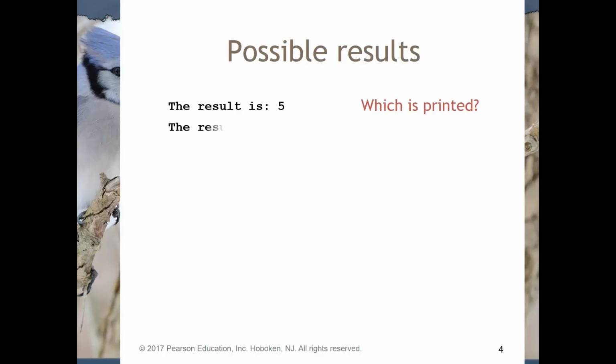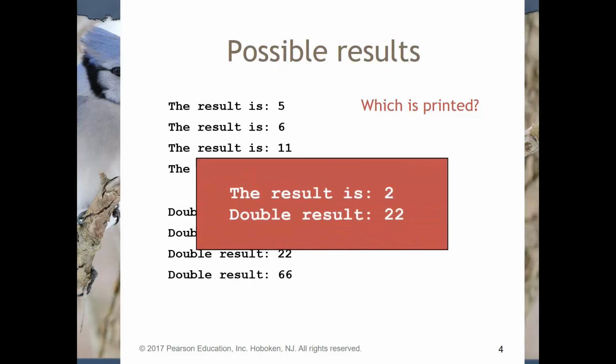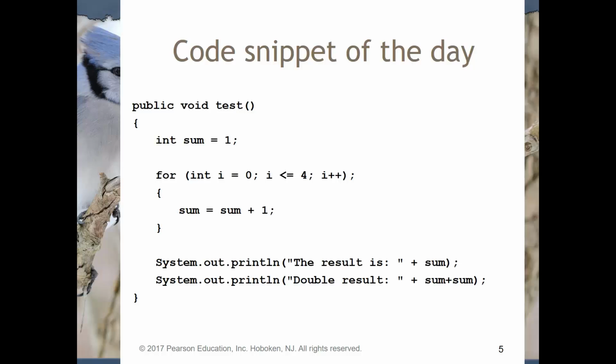Is the result 5, 6, 11, 2, double 12, double 4, double 22, double 66? The answer is double result 22. Okay? Why is that, you think? Take a look at the code again, see if your answer was right, and see why. There's one mistake and potentially one misunderstanding.